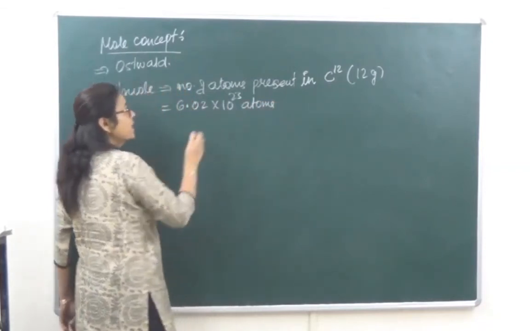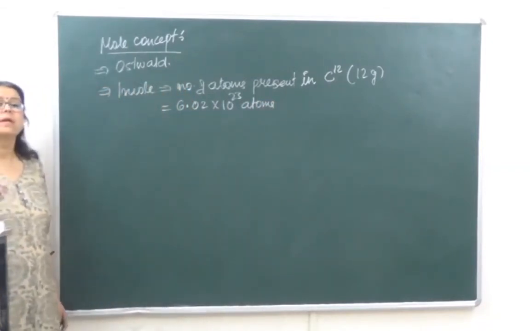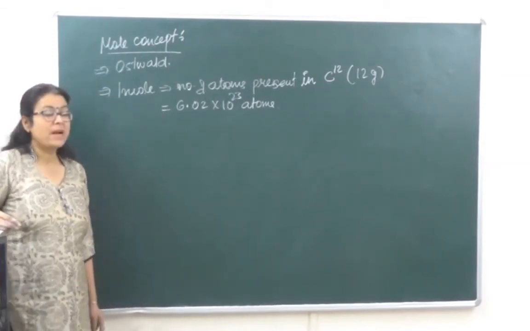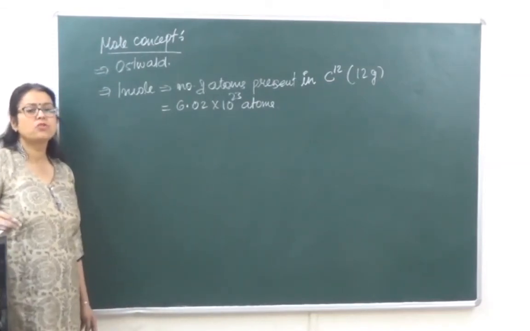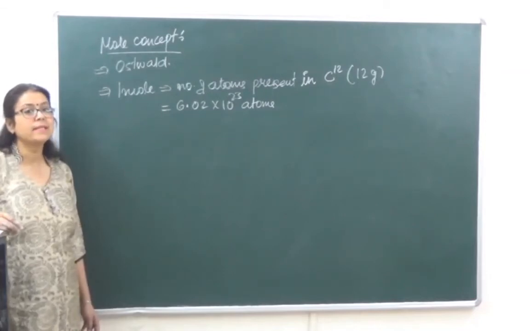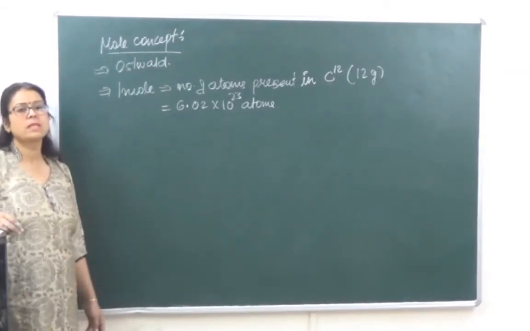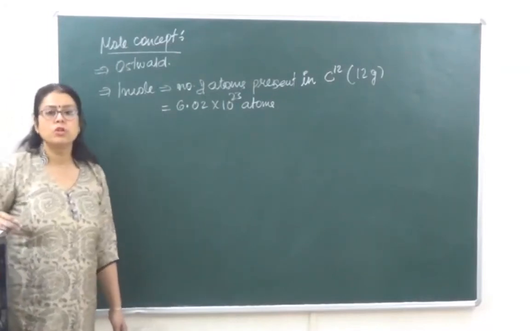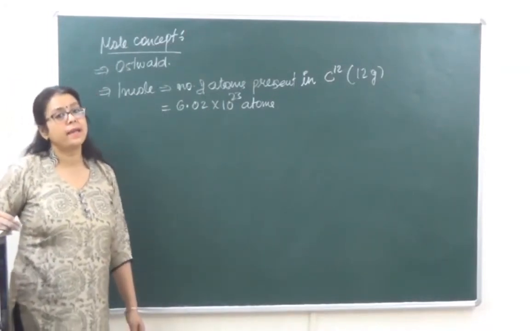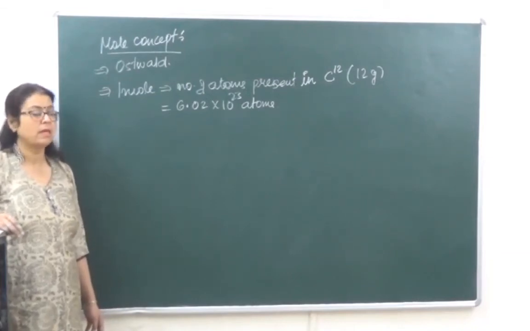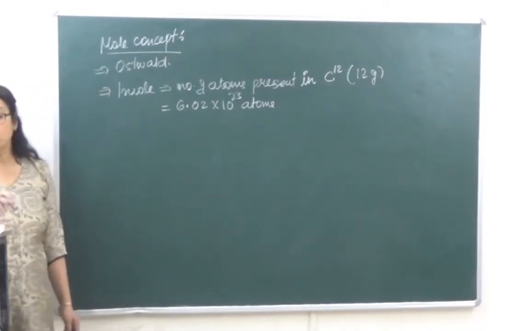So this was taken to be a fixed number: if we are taking 1 mole, then 1 mole comprises 6.02 into 10 raised to power 23 entities. Now those entities can be atoms, they can be molecules, they can be ions, and they can also be formula units. So that is what 1 mole is.